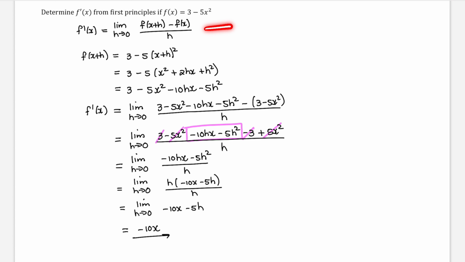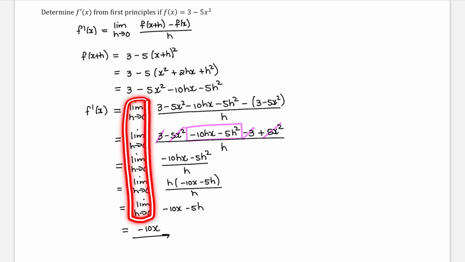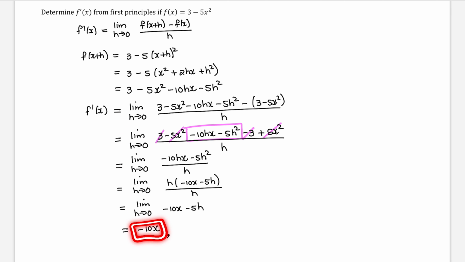So remember to use the formula and notice that I'm keeping the limit in front of my fraction up until I substitute h with 0. Only then can you remove the limit. And it was only safe to substitute h with 0 in my final step, because before that my denominator would have become 0, which is an undefined fraction.